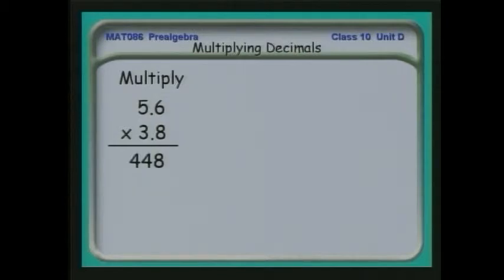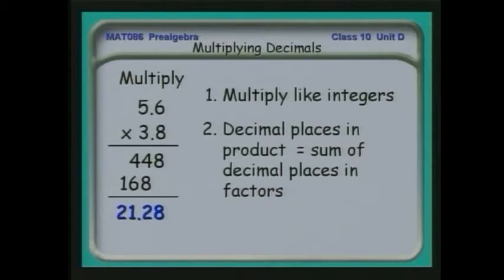We just continue to multiply those as if they were only whole numbers. Then, just as we do with whole numbers, we add that up. But you see I have 1 decimal place in the 5.6, 1 decimal place in the 3.8. So in my product, in my final result, I see I have 21.28. I need to count from the right 2 decimal places. To summarize, I multiply them just as I do integers, and then the number of decimal places is just the sum of the number of decimal places in the factors.